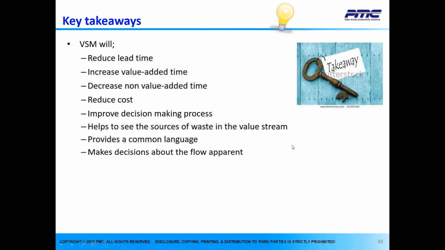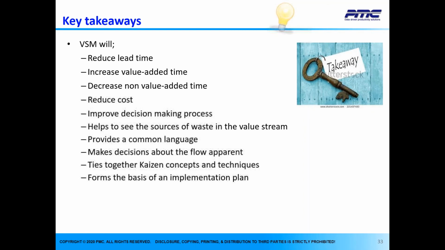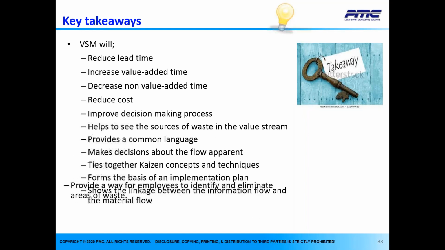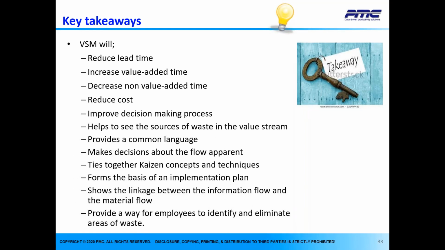Next one is makes decisions about the flow. Remember, information and material flow are apparent. Ties together Kaizen concepts and techniques. Forms the basis of an implementation plan. There is also the linkage between the information flow and the material flow. And finally, provides a way for employees to identify and eliminate areas of waste.